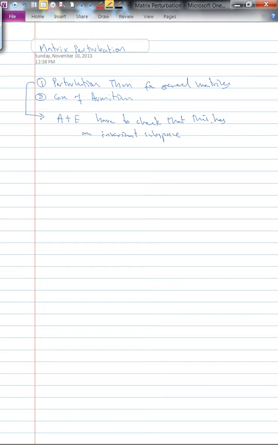We can come up with some examples where if you start with something that has some low-dimensional invariant subspace, a small perturbation of it may not have an invariant subspace. But this cannot happen for Hermitian matrices. So this is easier, as we'll see, because we do not need to check if there exists an invariant subspace. So we'll get to that. So let's give our main perturbation theorem.